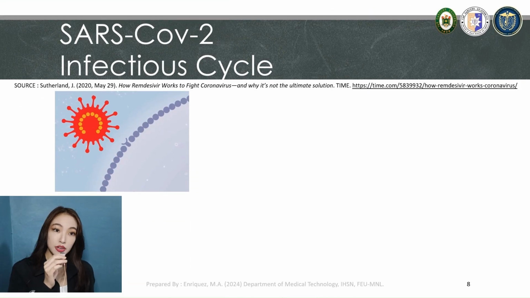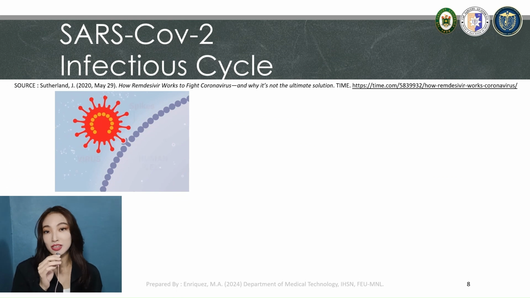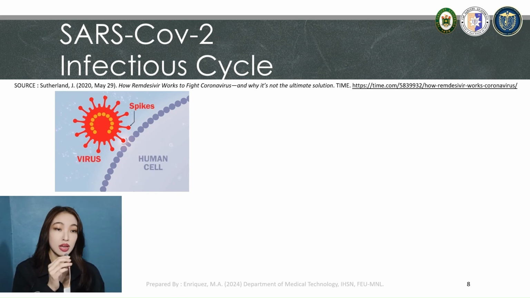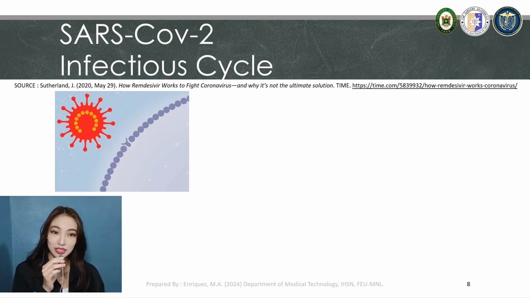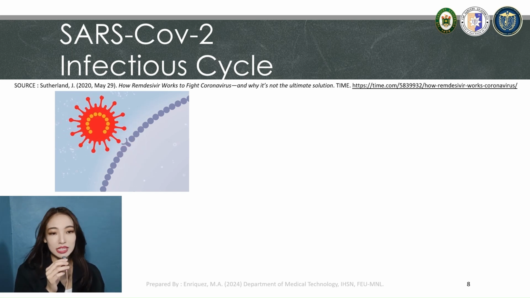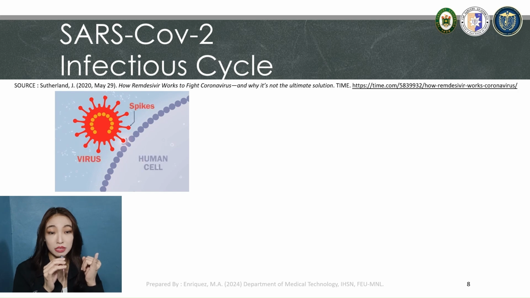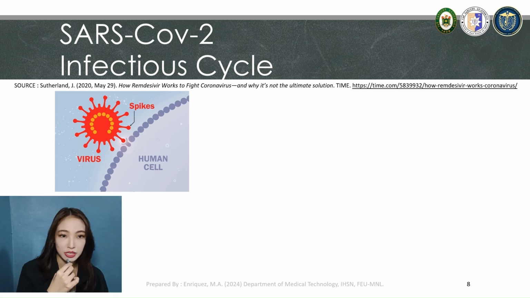Let's just quickly go through the infectious cycle of SARS CoV 2. The following images are publicly available from an article published by Time, as in the Time magazine USA. So, first, the virus needs to use its glycoprotein spikes to bind to the correct host cells, which in this case would be the ACE2 receptors.